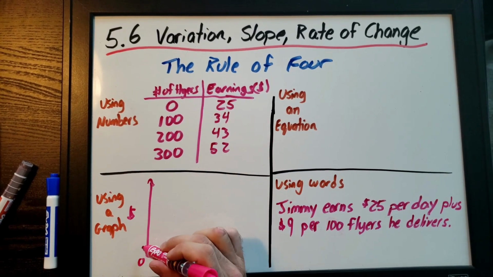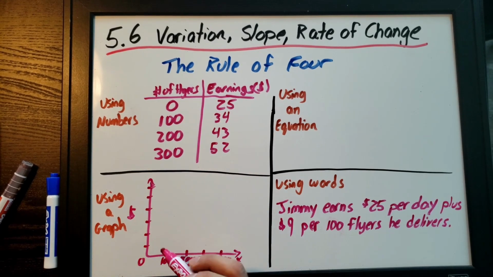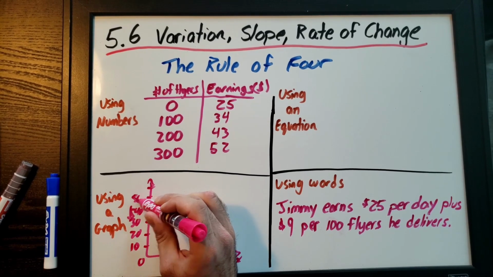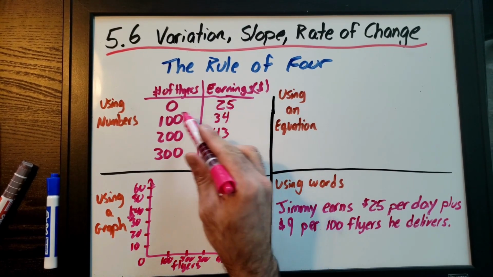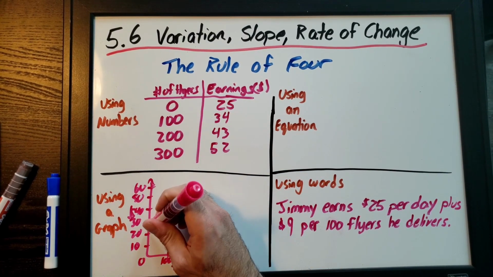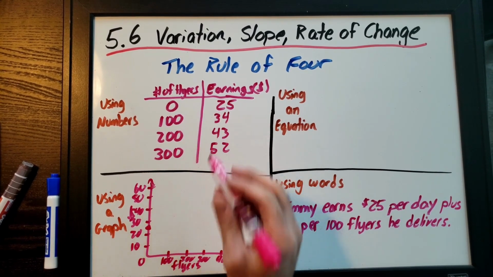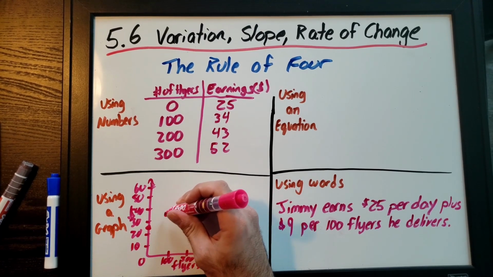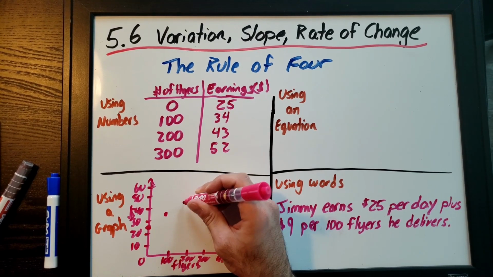And over here, I'm going to want to go from, it doesn't really matter, let's go by tens. As long as I can fit all the information in this graph, I'm okay. Now, I just plot points. 0, 25, this is a point right here at 0, 25. 100, 34 is 100 in the X, 34 in the Y. Then 200, 43. So I'm doing my best to kind of stay linear here.